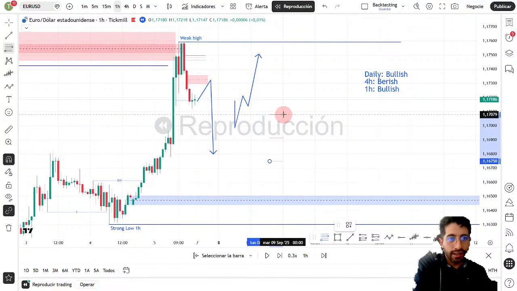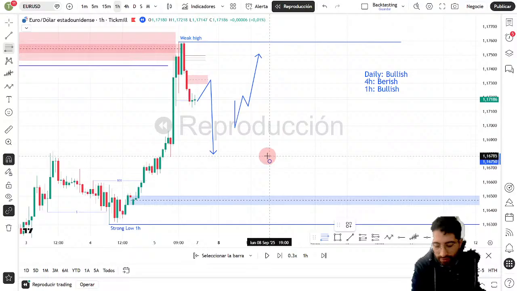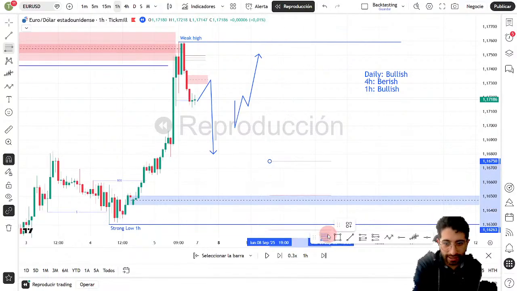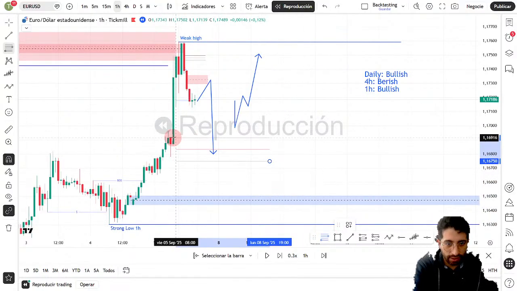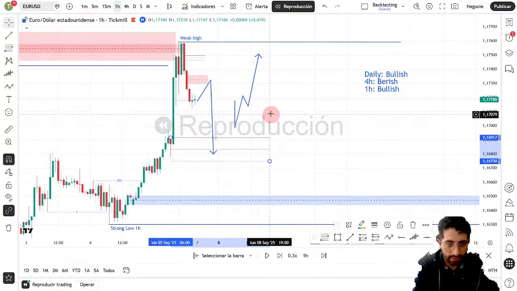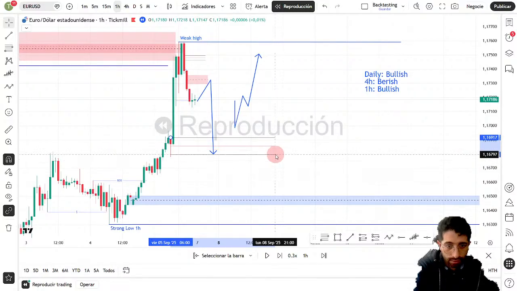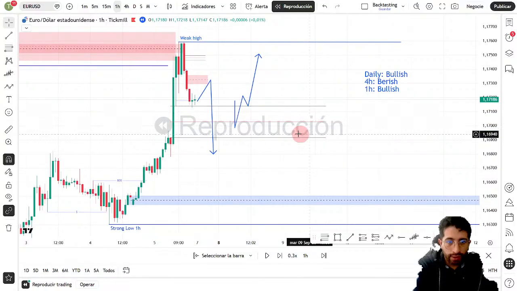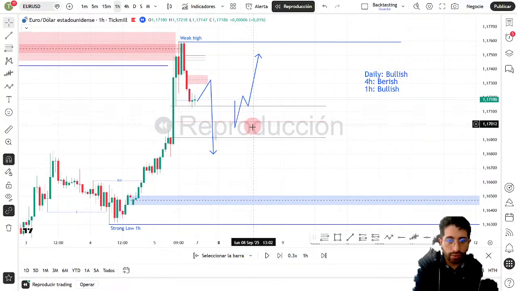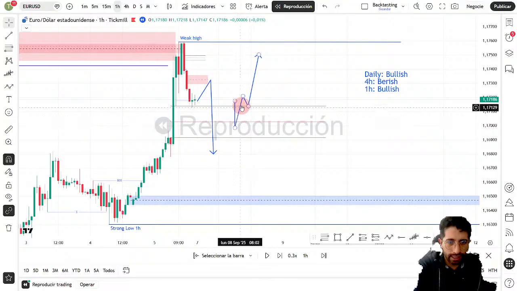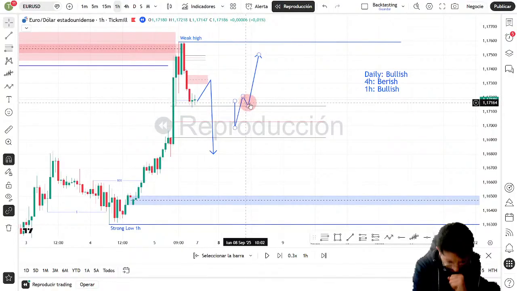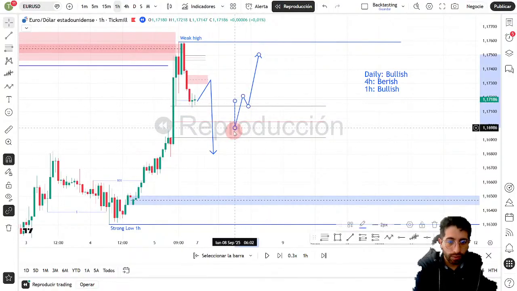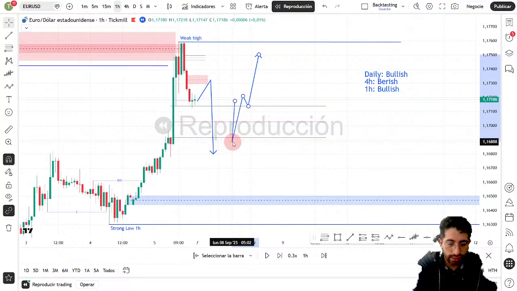So as I said before, in the 1 hour time frame, here is an imbalance right here. So in the 1 hour time frame, the price may go down, react on this imbalance, and keep pushing up. Or it could even go down and react on this order block or this decisional.